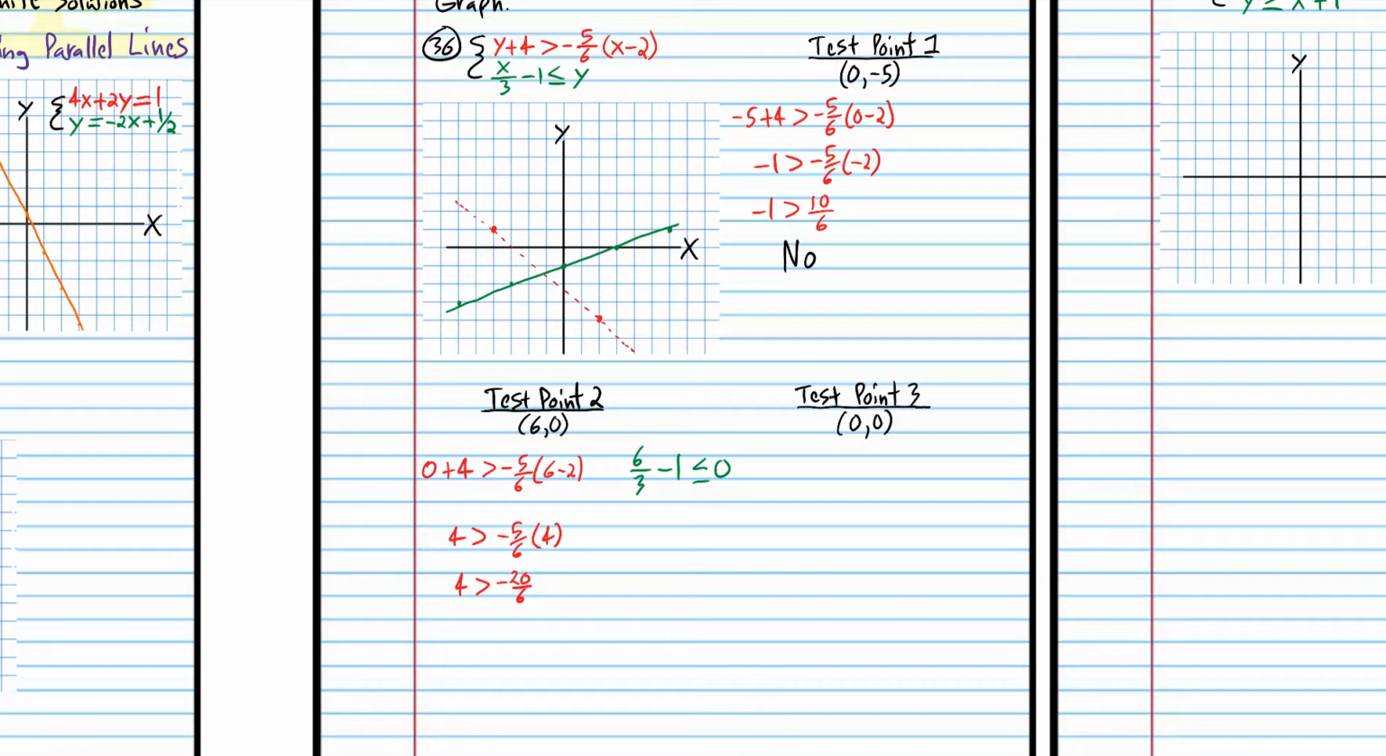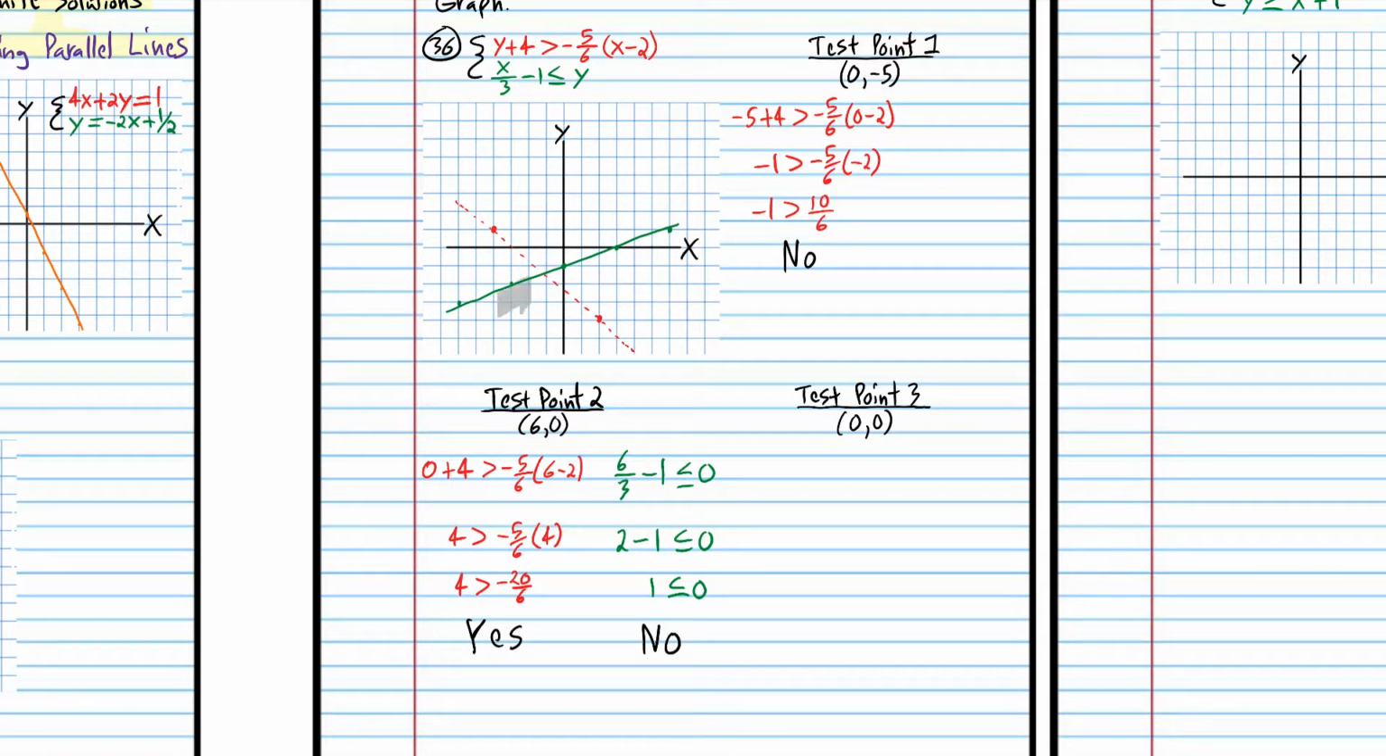And 6 over 3 is 2. And we get 1 is less than or equal to 0. So it did not work. Here it worked. Here it did not. So what that means is this region, 6, 0, and by the way, the 6, 0 was over here. We're testing this region for test point number 2.